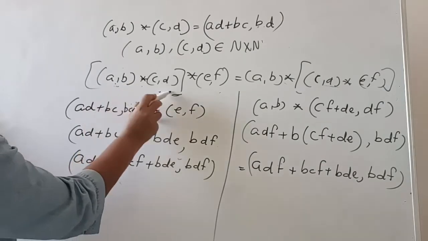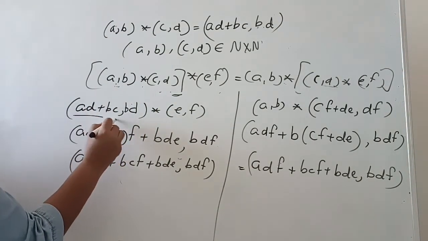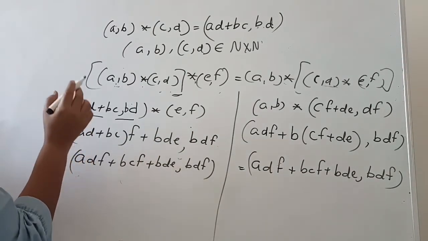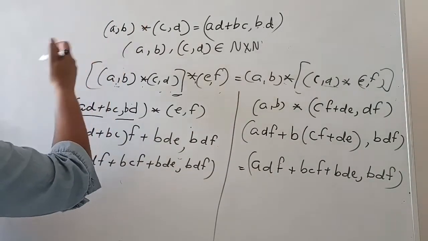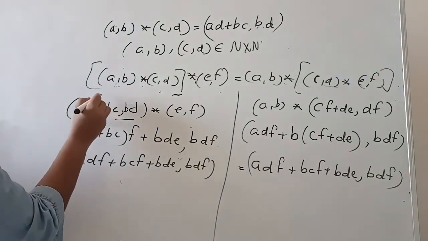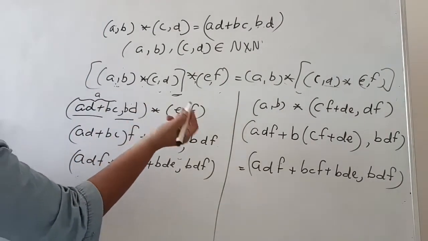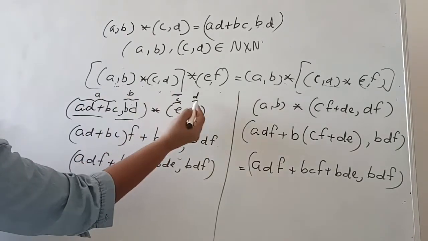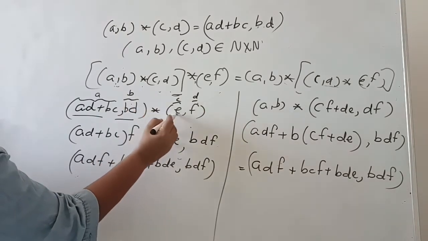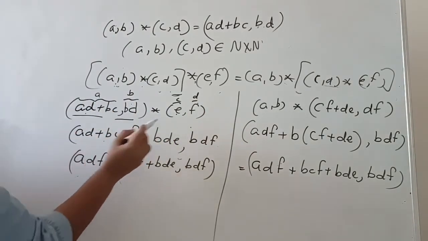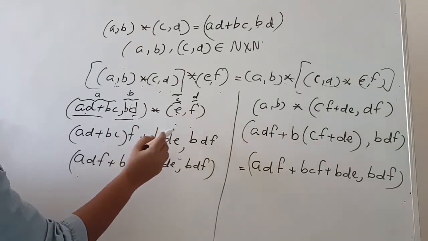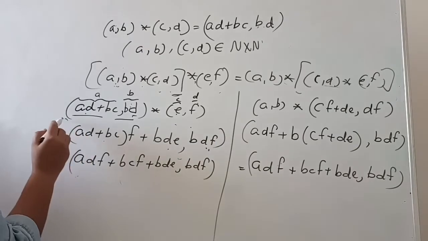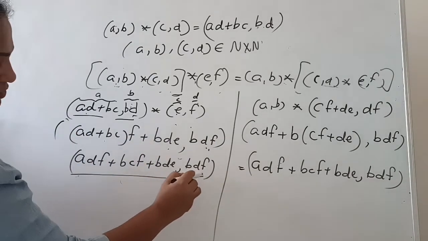So first I did for AB binary CD, it will give me AD plus BC, comma, BD, binary EF. When I do that, I apply the same method that is given in the binary operation, which is AD plus BC. Now this is my A, this is my B, this is my C, and this is my D. So this is AD plus BC. So (AD plus BC) into F plus BC, BD, okay, and BDF. I open the bracket and this is what I am getting.